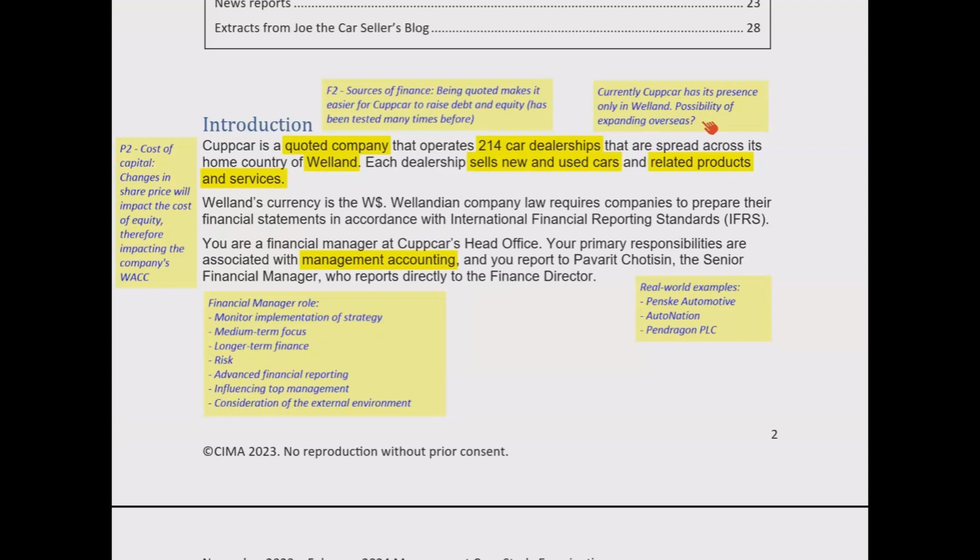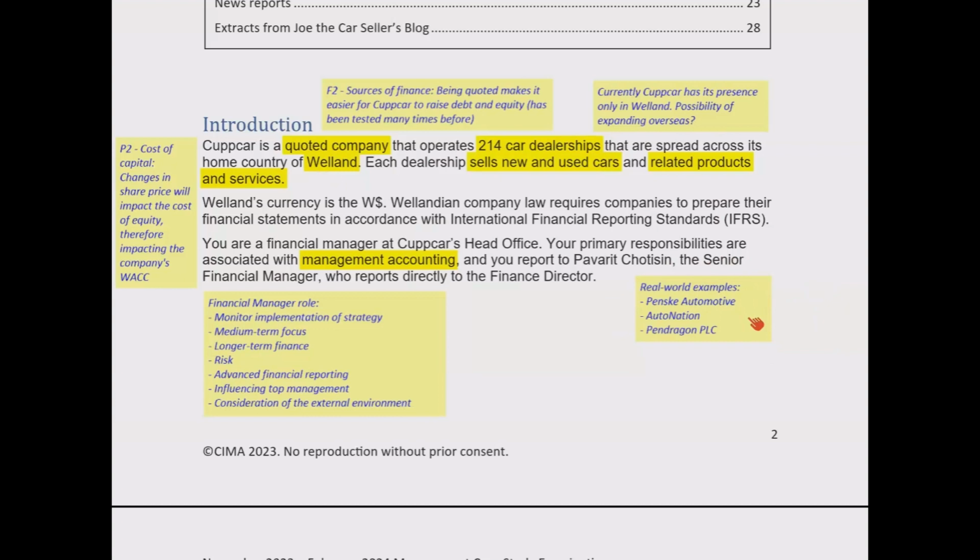It is not overseas. Now, we've just noted down here some real world car dealers. We've given you 3 there, but you should investigate for yourself any others that you can find. Just have a little look or read through what have they done, what's their strategy, what's happened to them. Again, that can give you ideas for what could happen to Cuppcar in the exam. So we've given you Penske Automotive as good example, AutoNation and Pendragon. These are all different real life examples of car dealers.